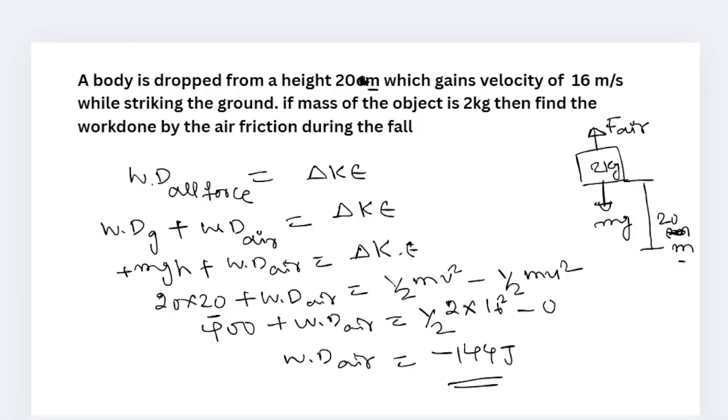What is given in the question? The object is dropped from a height of 20 meters and strikes the ground with a velocity of 16 meters per second. Here we have only the gravitational force and the air friction force. Is there any other force? No. So simply apply the work energy theorem and you get the answer: work done by the air friction force is minus 144 joules.